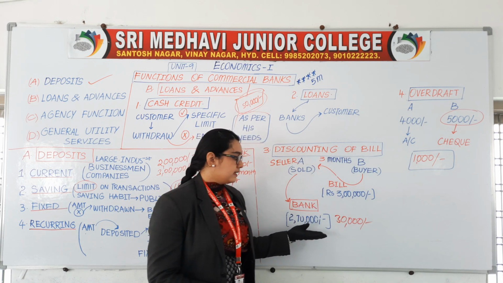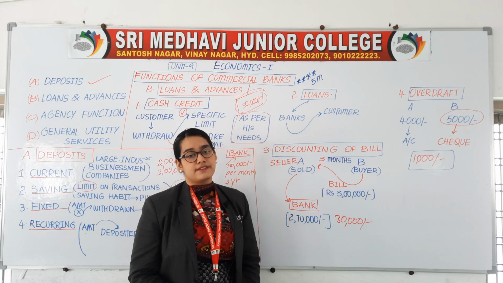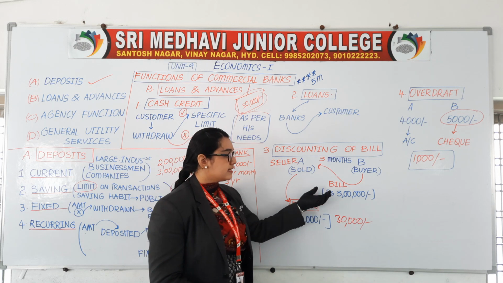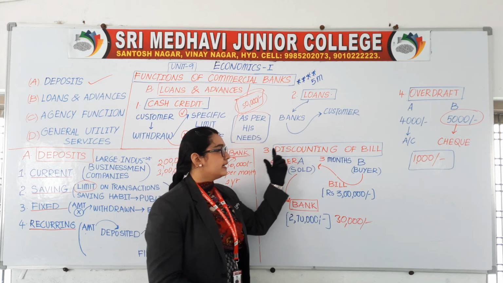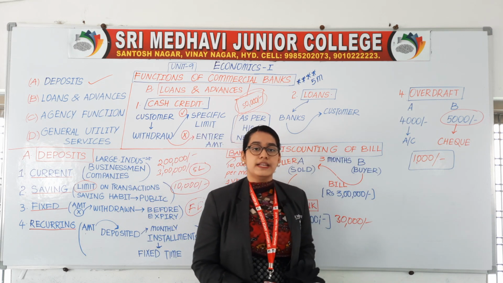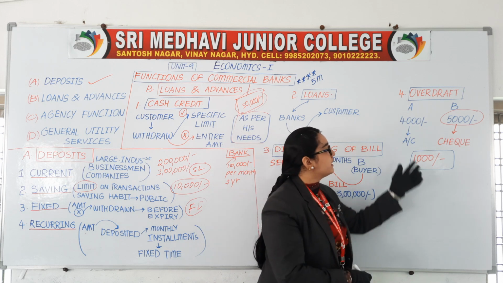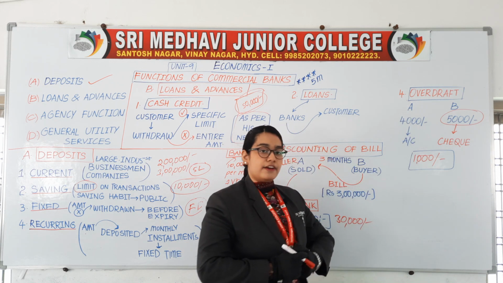Out of 3 lakh, the discount was how much? 2,70,000. This discount was done for what? For the bill. So the name is discounting of bills. Coming to the last point, that is overdraft.